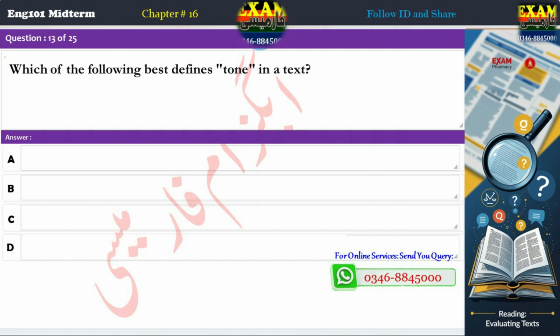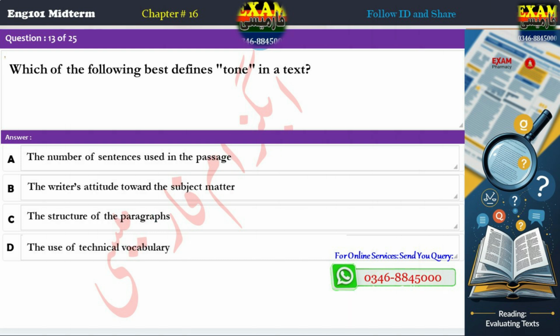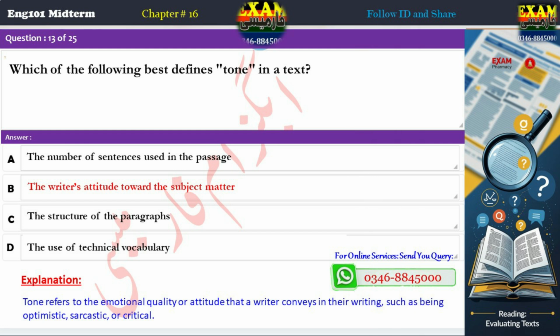Question 13. Which of the following best defines tone in a text? A. The number of sentences used in the passage. B. The writer's attitude toward the subject matter. C. The structure of the paragraphs. D. The use of technical vocabulary. Correct answer. B. The writer's attitude toward the subject matter.